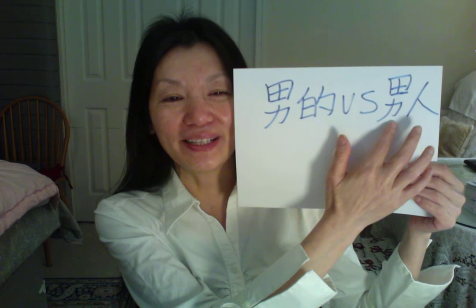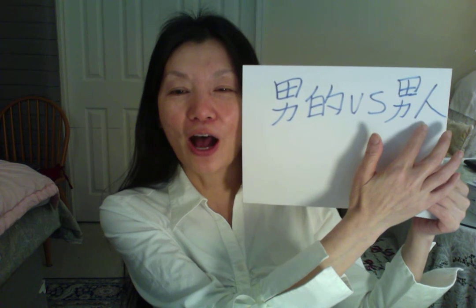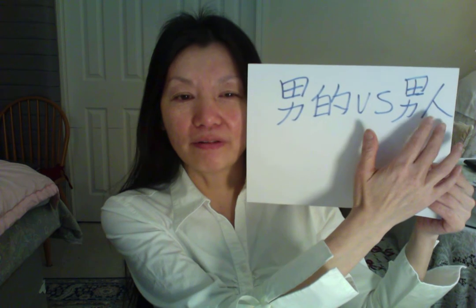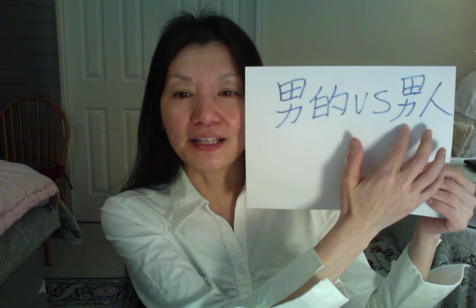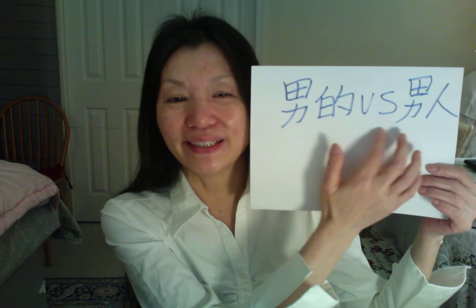In 男的, this one here we pronounce the 男. The other one, we pronounce 人, person or people. 人 can mean a person, can mean people, both work, okay? 男人, okay? 男人 is a man. 男的 is a male.